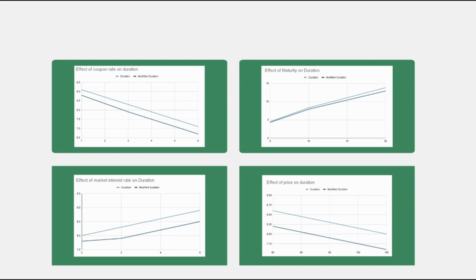Now, let's consider the effect of market interest rates. As the market rate increases from 2% to 5%, duration also increases slightly. Higher interest rates reduce bond prices and increase the relative weight of distant cash flows. This results in a slightly higher sensitivity to interest rate fluctuations, as reflected in the increased duration and modified duration values.